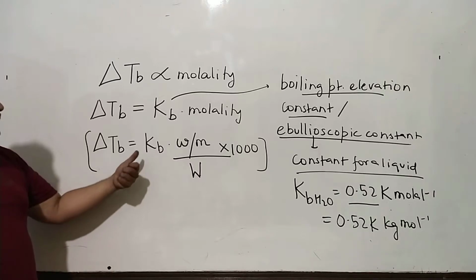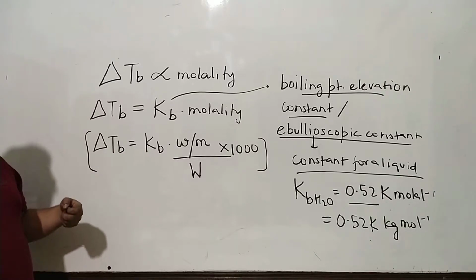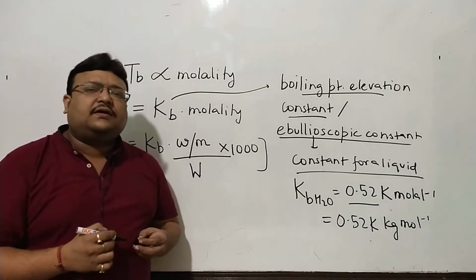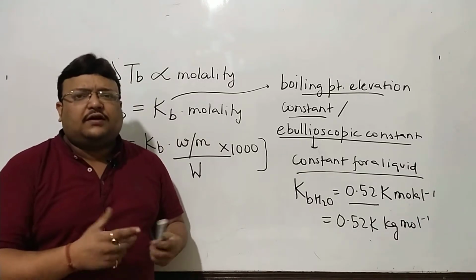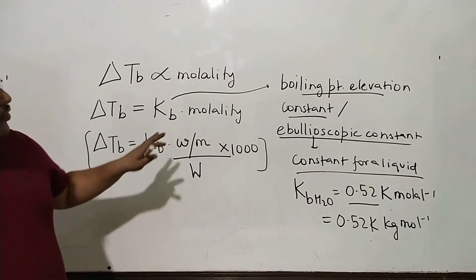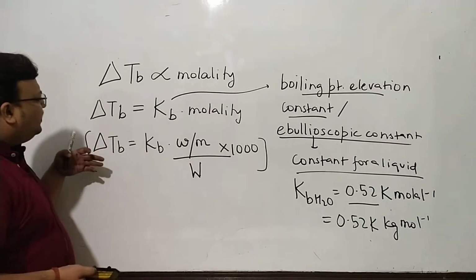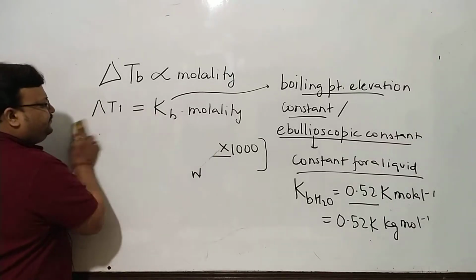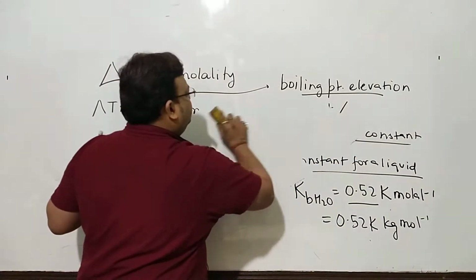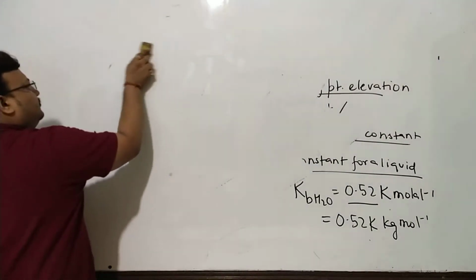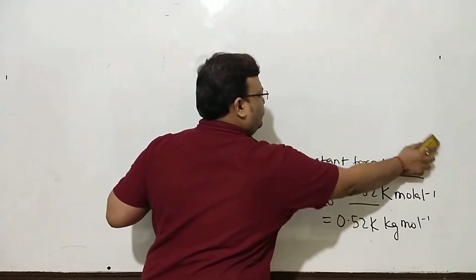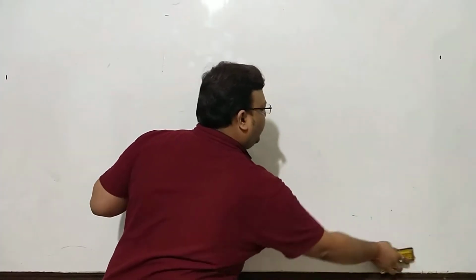For different liquids, Kb will be a different value, and we'll talk about the third colligative property now. You'll want to copy this at your convenience. Very simple. Just feed the values and you'll get the elevation in boiling point.